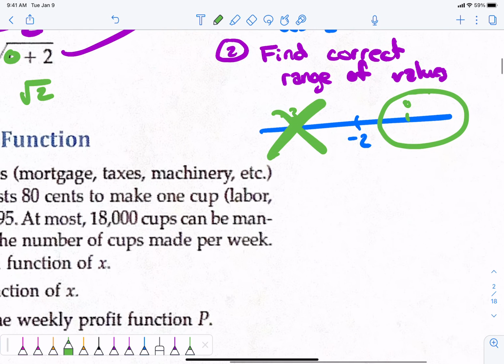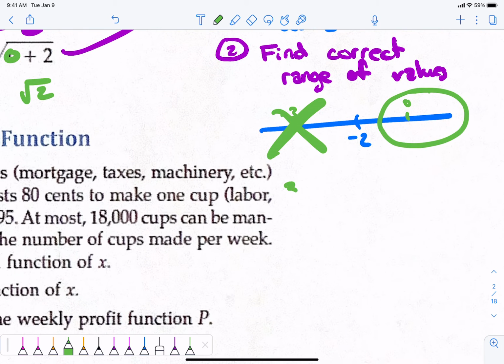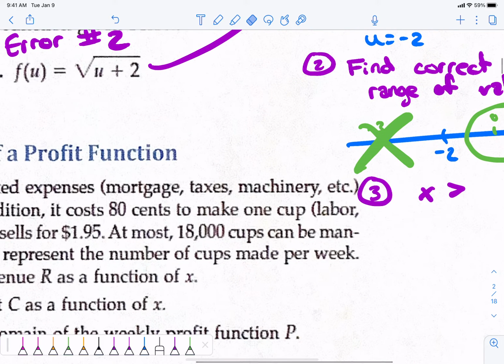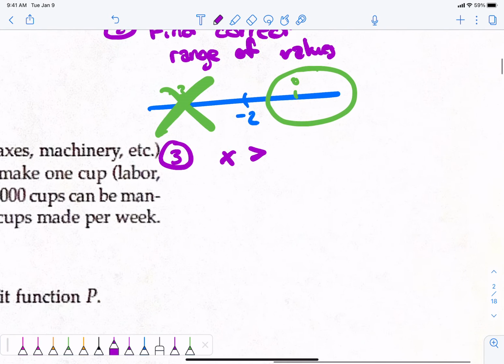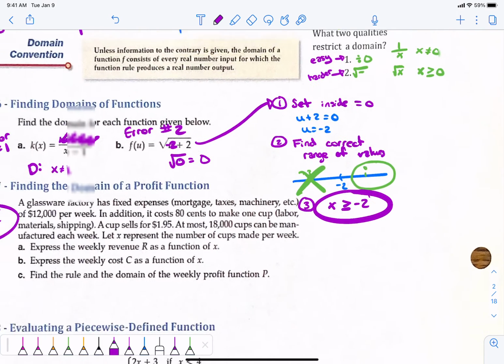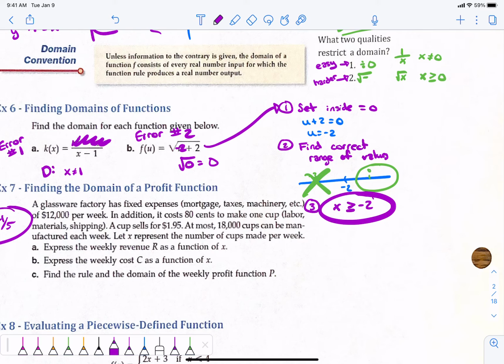Okay, so for domain, X is greater than or equal to negative 1? Nope, negative 2. Can it be equal to negative 2? Can I plug negative 2 in there exactly? Yeah. What is negative 2 plus 2? 0. Can you take the square root of 0? Yes, it's 0. Okay, so x has to be greater than or equal to negative 2. That's your domain.